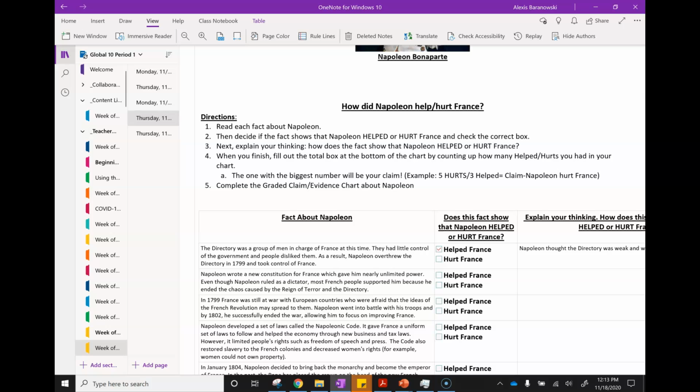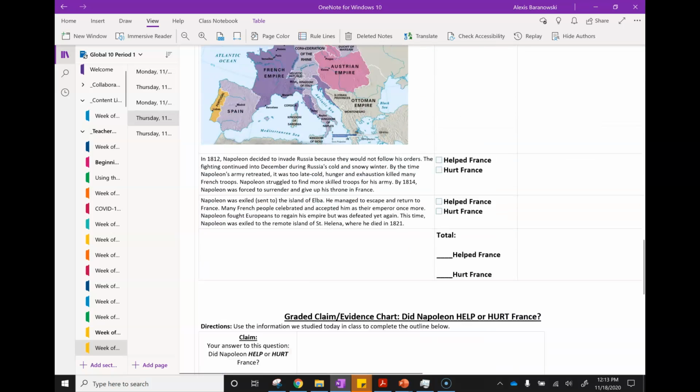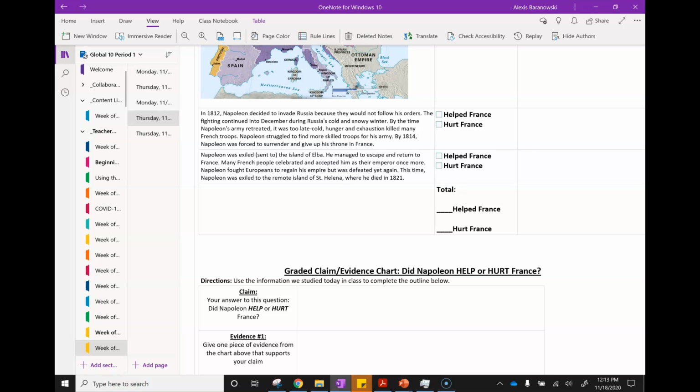Once you have filled out the whole chart, you're going to do step number 4 under the directions, which says, when you finish, fill out the total box at the bottom of the chart by counting up how many helped and hurt you had in your chart. And then it says the one with the biggest number will be your claim. Okay, so if you look at the bottom of your chart there, you'll see a box that says total. You'll go back through your chart and count how many helps you checked and how many hurts you checked, and then write that down here. Whatever one you have the most for is going to be your claim in the next part of this assignment.